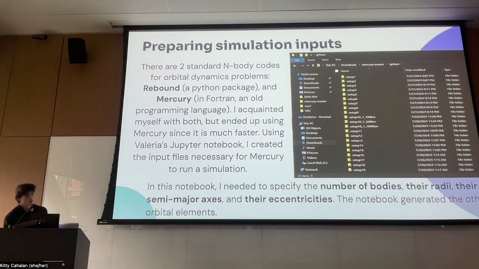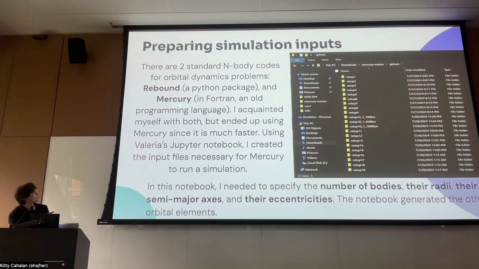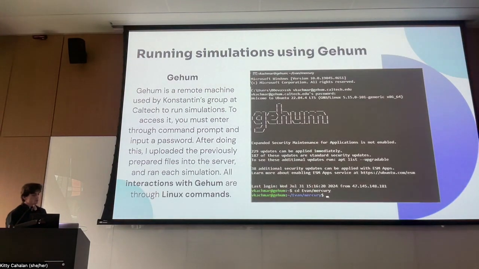So I switched over to Mercury, and in using Mercury, I used one of Valeria's Jupyter notebooks to create input files necessary for Mercury to run simulations. In these input files, among other orbital elements, I specified the number of bodies, what their radius would be, their semi-major axis, and their eccentricities. When running these simulations, this is a picture of using GEHUM right here, which is the machine I'm talking about. GEHUM is a remote machine used by Constantine's group at Caltech to run simulations. To access it, you go in through command prompt on your computer and use Linux commands to bring in all the files and run simulations.